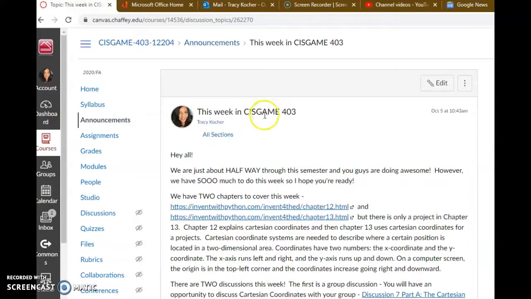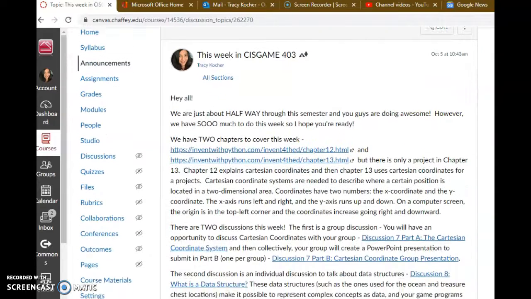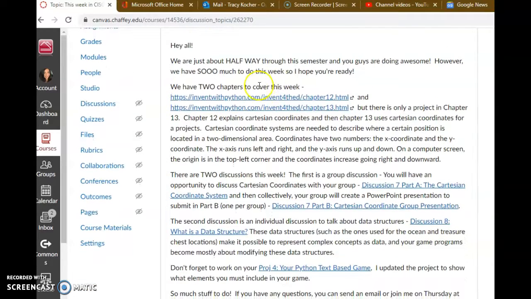So this week in game 403, just as we are about halfway through this semester, we're going to finish up this Invent with Python book. So we have 2 chapters to cover this week. The first chapter, chapter 12, goes into the use of Cartesian coordinates. And so there is a discussion that is associated with Cartesian coordinates in discussion part A.